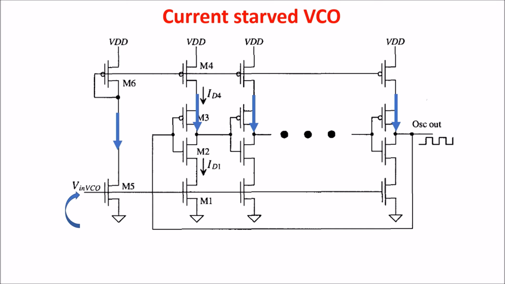This means that we can adjust and set the oscillation frequency by setting the voltage applied on the input of the circuit, so on the input of the transistor M5. If you need an explanation about current mirror, I leave a link in the description.